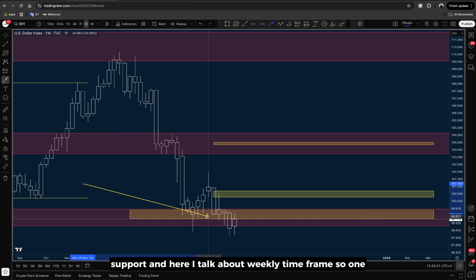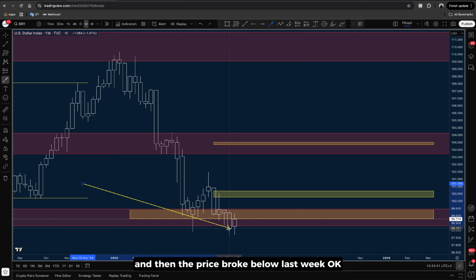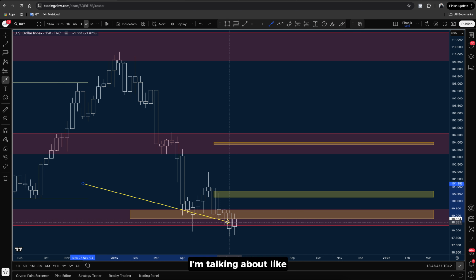And here I talk about weekly time frame. So 1, 2, 3, 4, 5, 6, 7, 8. Eight weeks of support on this level. And then the price broke below last week. I'm talking about the week which started on 9th of June. And then last week, the price came to retest it nicely and showed a good and nice rejection, as this area is resistance right now.